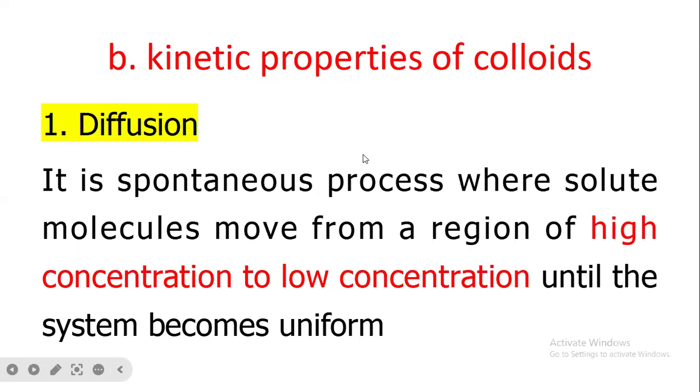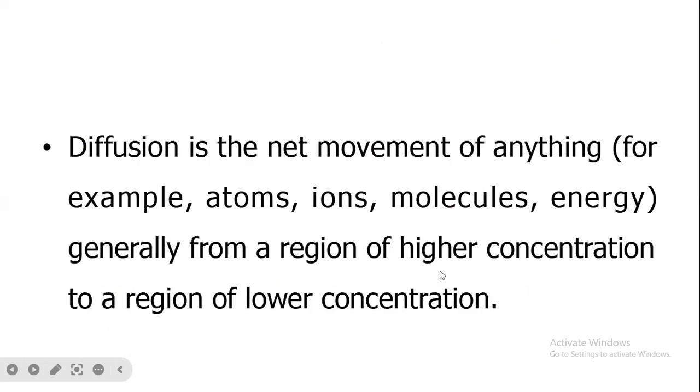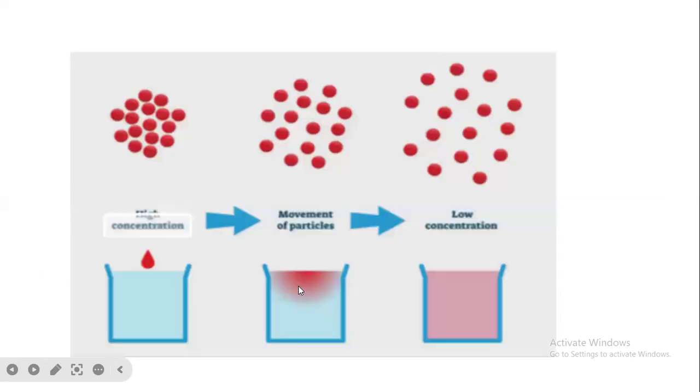First of all, diffusion. It is the spontaneous process where the solute molecules move from a region of high concentration to the low concentration until the system becomes uniform. Diffusion is the movement of anything, for example atoms, ions, molecules, energy, generally from a region of high concentration to the lower concentration.